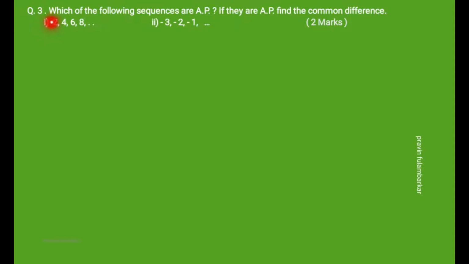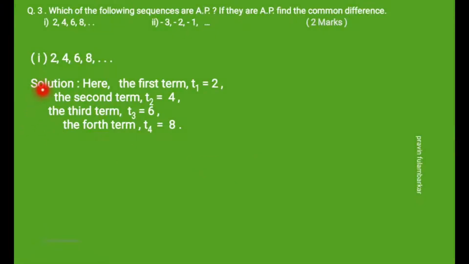Now question number 3. Which of the following sequences are arithmetic progression? If they are arithmetic progression, find the common difference. We have to check whether the sequence 2, 4, 6, 8 is an arithmetic progression or not. See the solution of the first sub question. We write T1 as 2, T2 as 4, T3 as 6 and T4 as 8. Now we have to find the common difference: T2 minus T1, similarly T3 minus T2 and T4 minus T3. Now we check whether the common difference is the same or not.